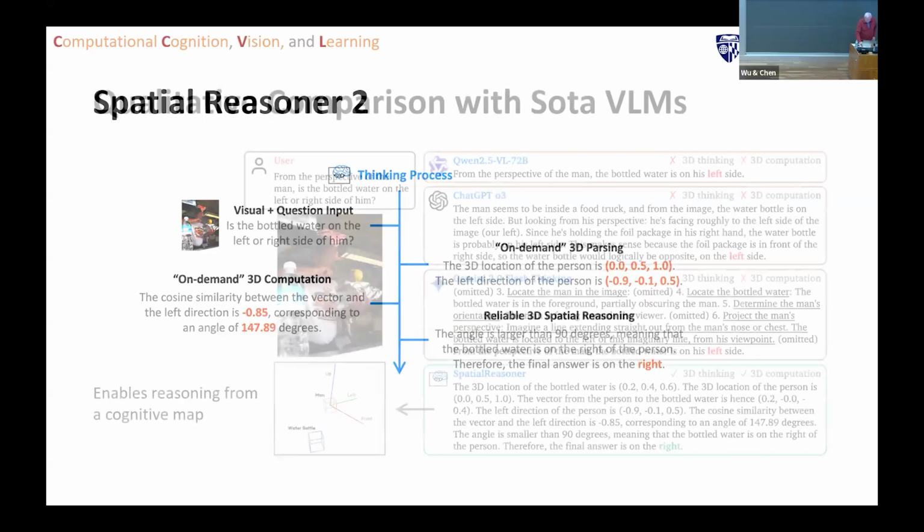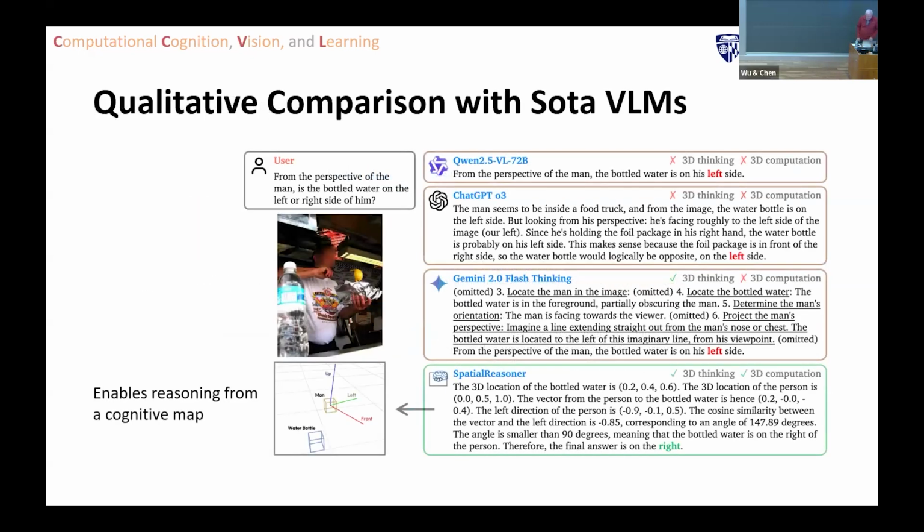Maybe to illustrate this, let's look at a qualitative comparison of what we did with the state of the art. We took a big open source model called Qwen and asked it this question: for this man in the falafel shop, is the bottle of water to his right or to his left? It depends on whether you answer in the image or relative to his 3D pose. The one we started with says the bottle of water is on his left side because it is, in the image. Then you look at ChatGPT and Gemini.